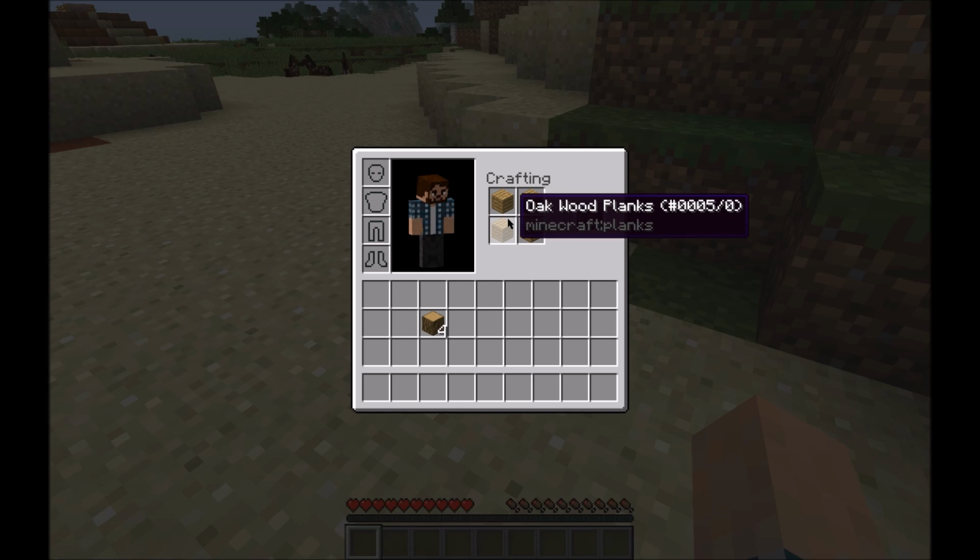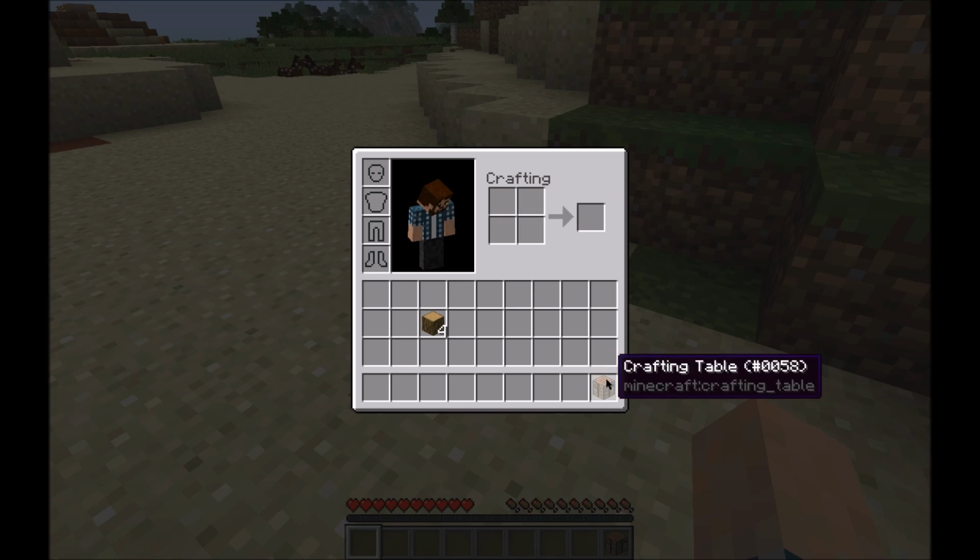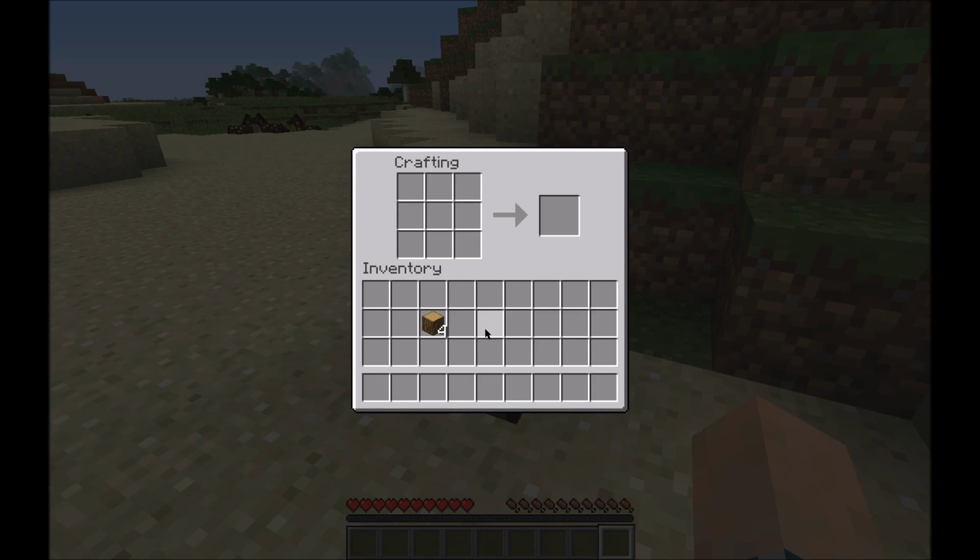Okay, so 1 wood gave me 4 planks. Here's another ratio. 4 planks gives me 1 crafting table. That's a ratio of 4 planks to 1 crafting table.